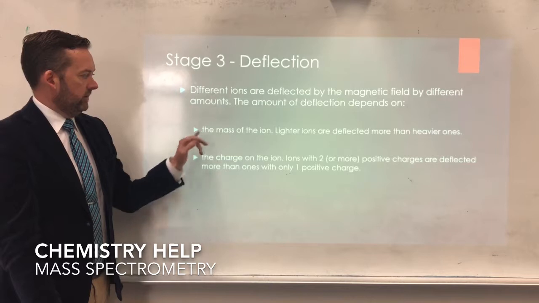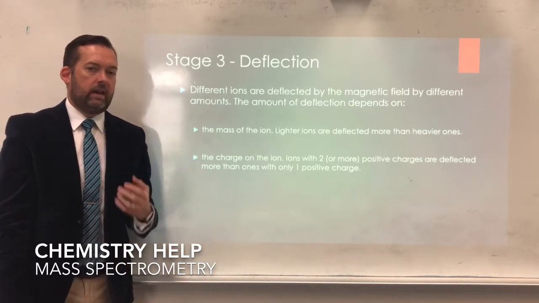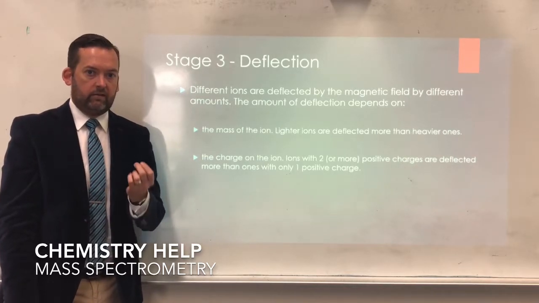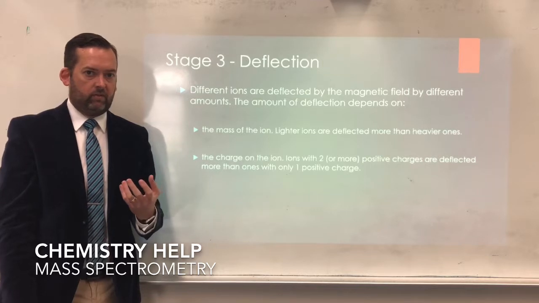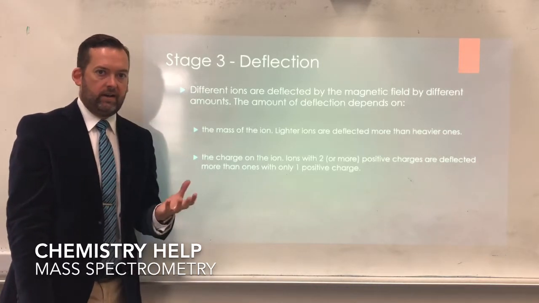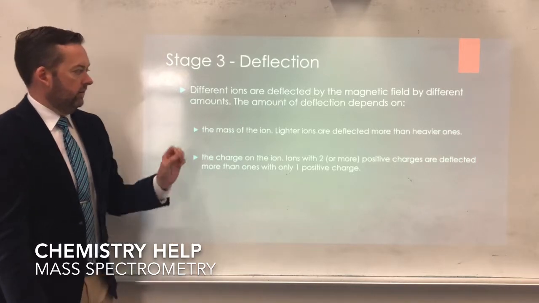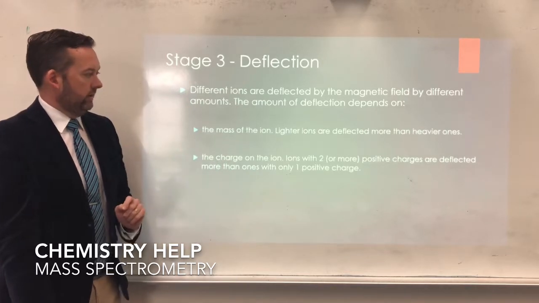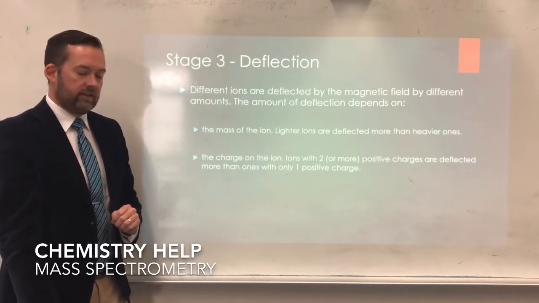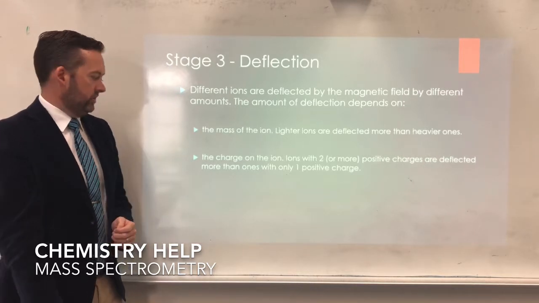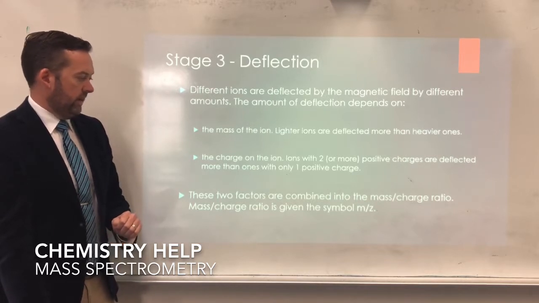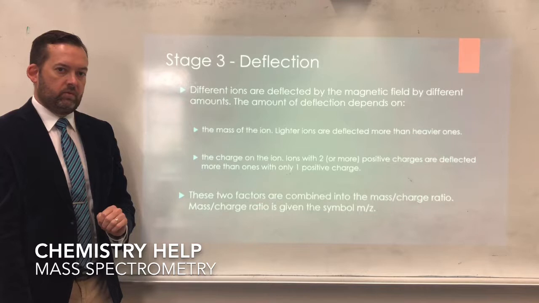The amount of deflection depends on the mass of the ion. And remember, in a particular ion, the majority of the mass is in the nucleus. Protons and neutrons. The electrons, which we knocked off, are like 1/1840th the mass of a proton. They're tiny. The mass is concentrated in the nucleus. So lighter ions are deflected more than heavier ones. And also, of course, I said this before, the charge on ions also affects the deflection, but we take that into account when we're doing detection. Those two factors are combined in what we call the mass charge ratio. And usually we give that mass charge ratio the symbol m/z. Okay, so we work it out the same.